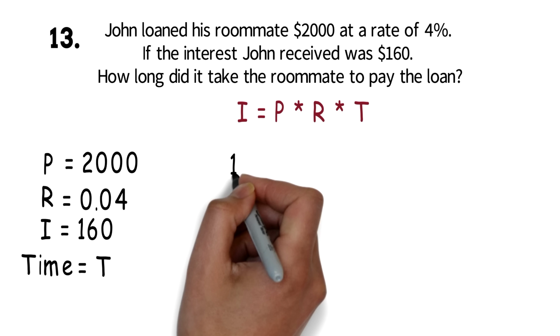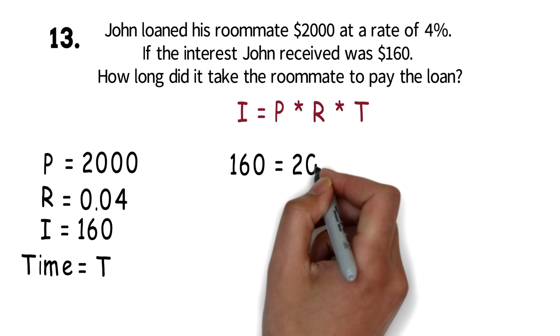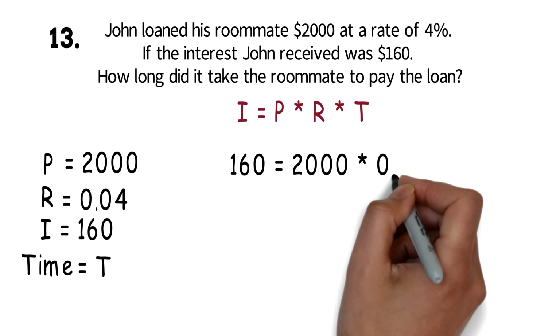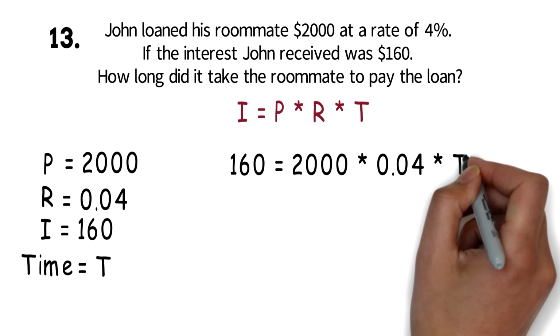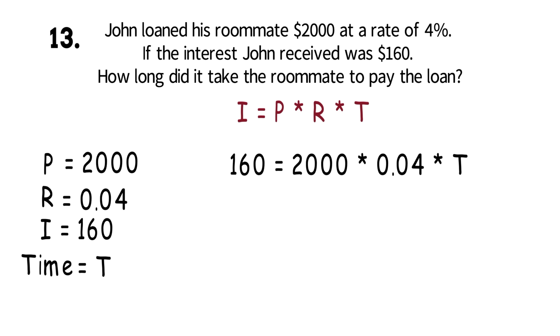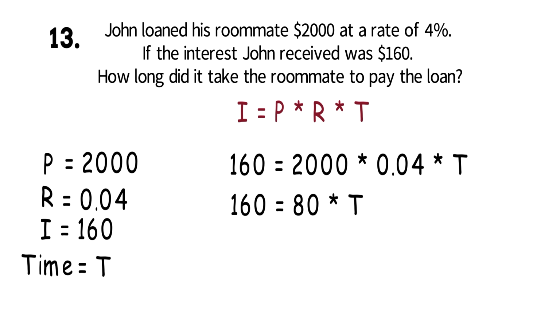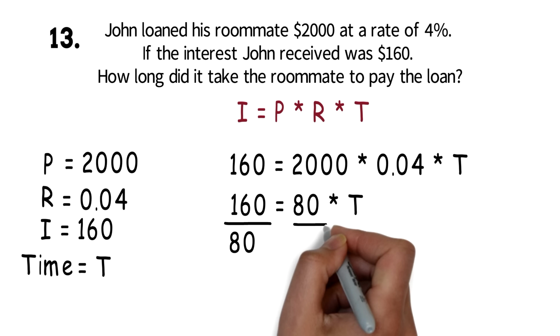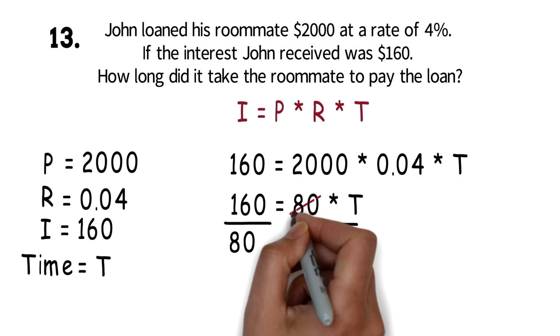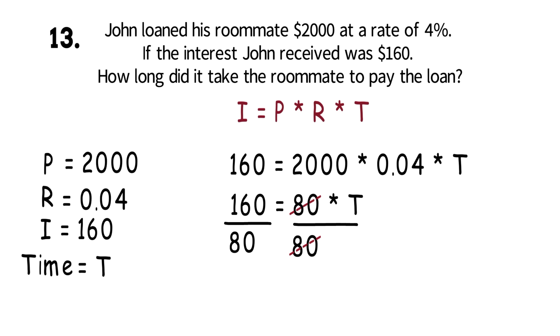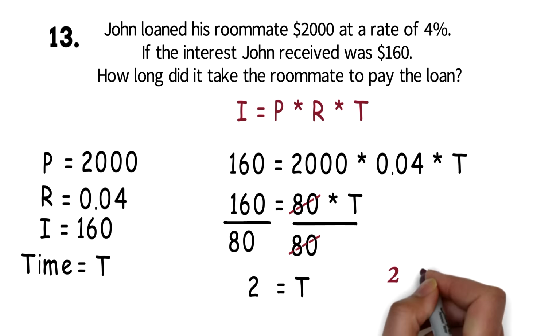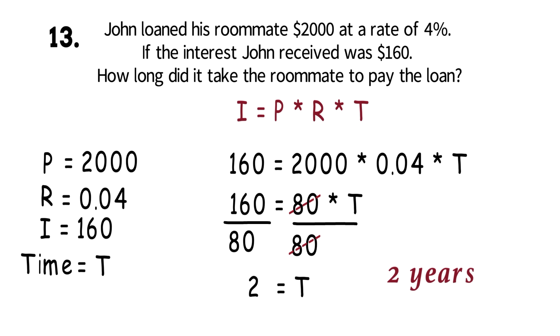So we will have 160 equals 2,000 times 0.04 times t. 2,000 times 0.04 is 80. 160 equals 80t. We have a one-step equation. We will divide both sides by 80. This will cancel out. 160 divided by 80 is 2. Therefore, it took the roommate 2 years to pay the money back.